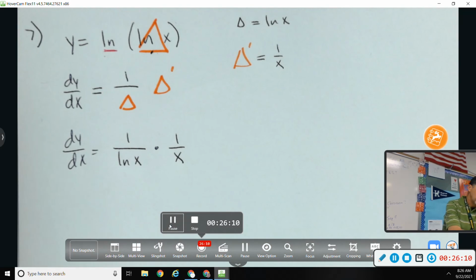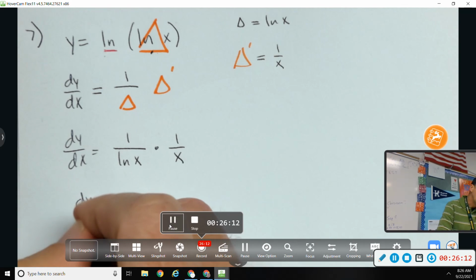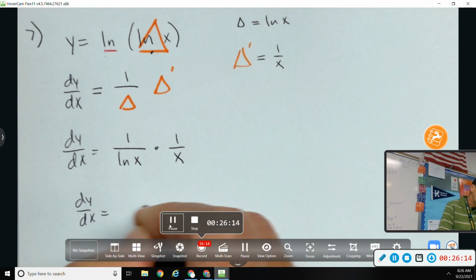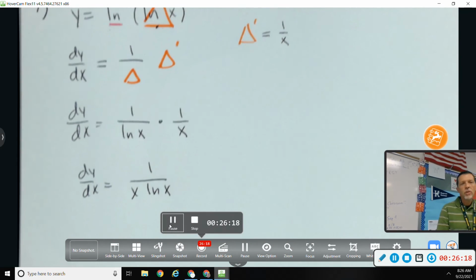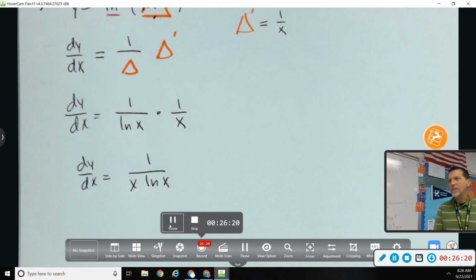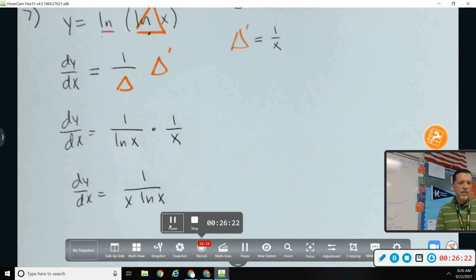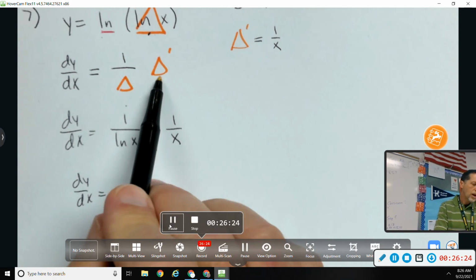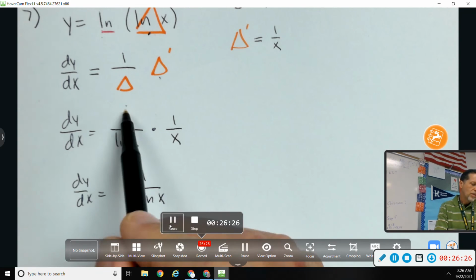So that's just kind of a weird one. It's a chain rule, which is not that big a deal. It's just that both of the layers of the chain, or both of the links of the chain, are the same thing. So 1 over the argument times the derivative of the argument. 1 over natural log times derivative of natural log.